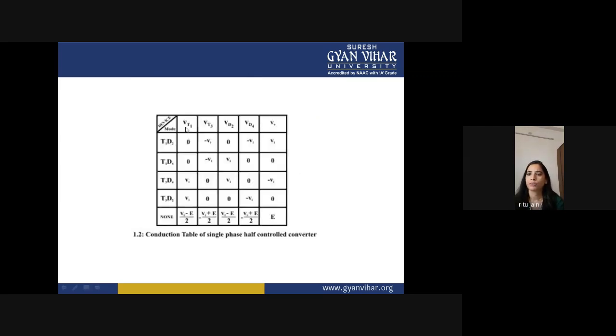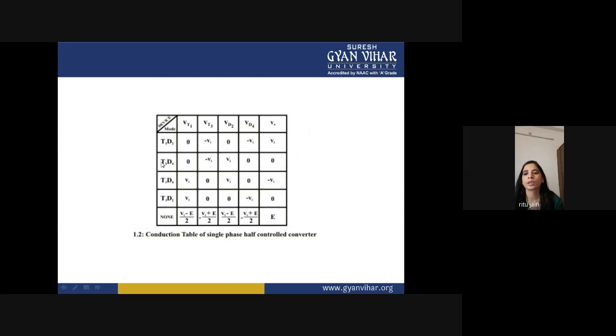You can see from this table that the voltage across VT1 is equal to 0, and the voltage across VD2 is equal to 0, but the voltage across VT3 is equal to minus V1, and the voltage across VD4 is equal to minus V1, and you get the output voltage V0 equal to V1. This is for the conduction of T1 and D2.